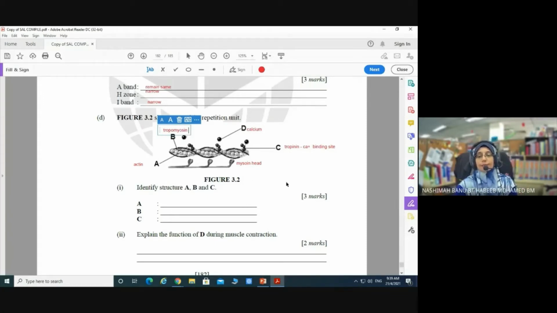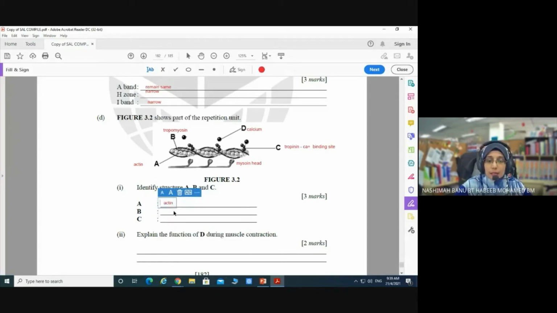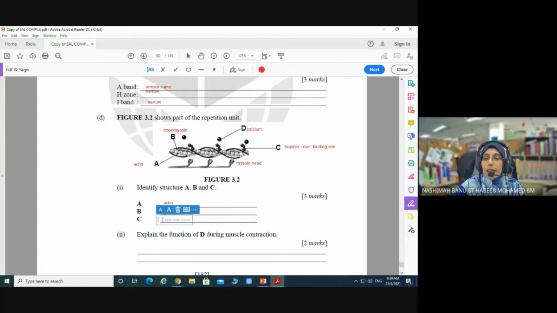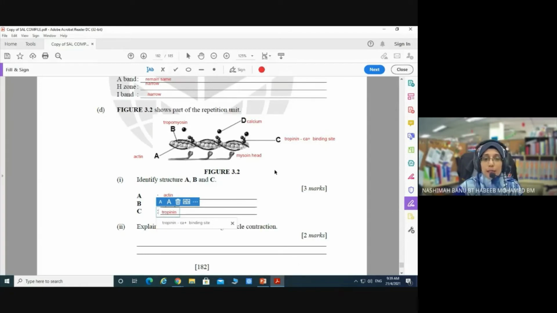Okay, so done. We have finished identifying whatever is requested in our question. So A is actin, so you just write actin. Then second, what is your B? Tropomyosin. And what is your C? Troponin. So here the answer is troponin.